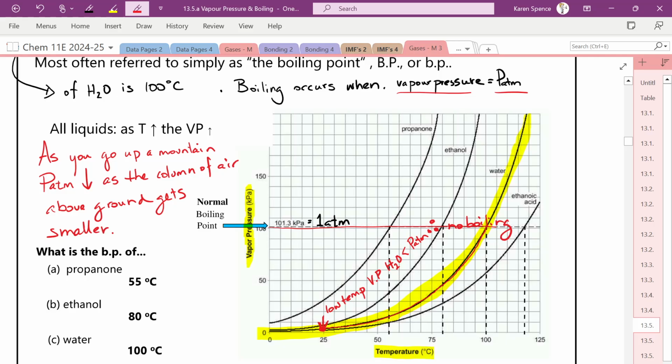So as we go up a mountain, what happens to boiling point? It decreases. Yeah. Sorry, what was the question? I think I missed something in there. Pressure cooking pot. Oh, the pressure cooking pot. What it does is it actually raises the temperature because of the pressure.